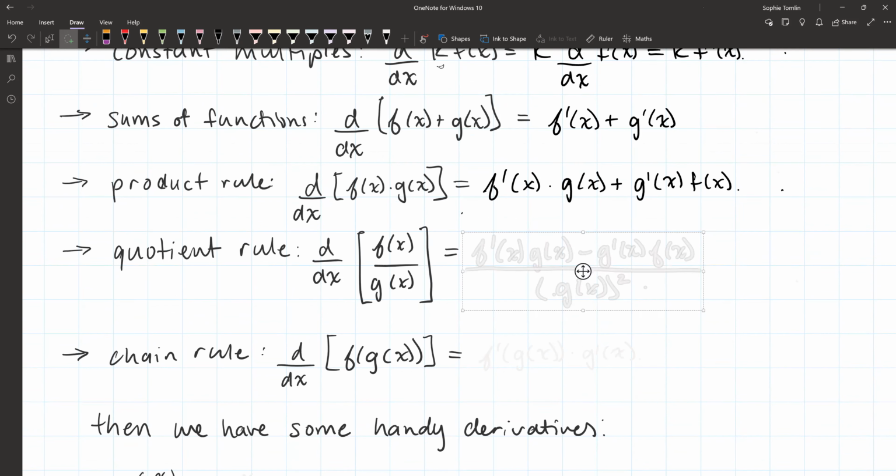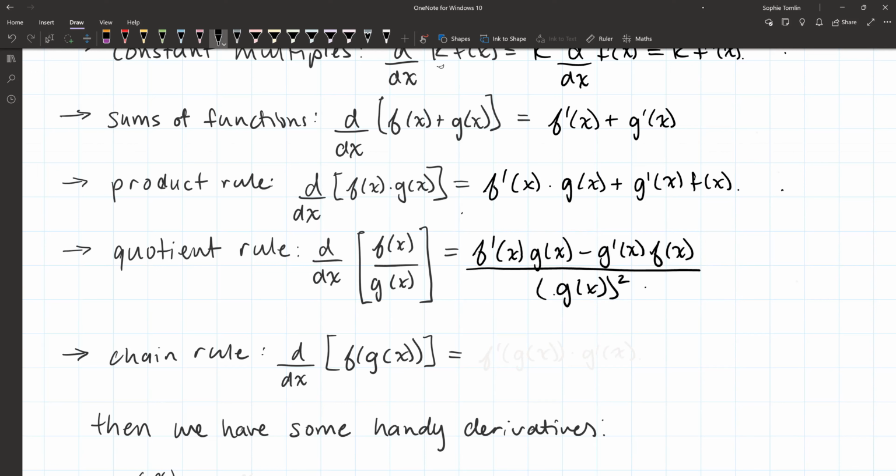If it helps you to not get them backwards, I know sometimes for the quotient rule I mix up which one to do first. The product rule I don't have so much difficulty with, but it's the same order, except you just have a negative here. So you have the derivative of the first times the second, minus the derivative of the second times the first, all over the denominator squared.